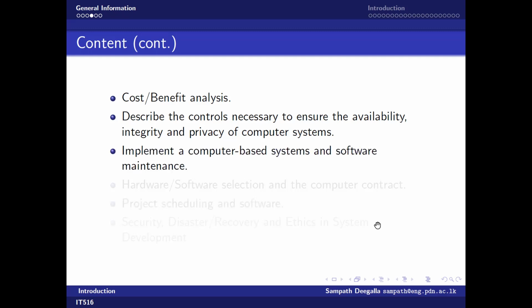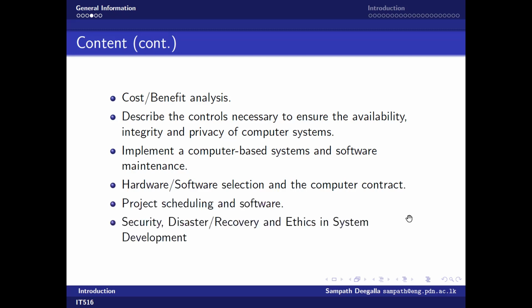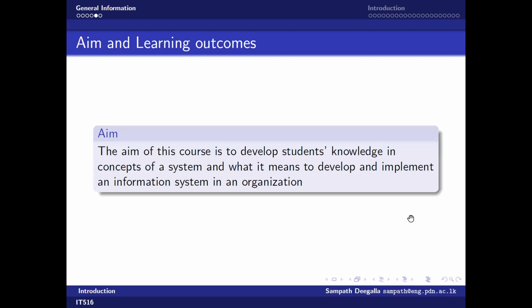Then we will also look at how computer-based systems are implemented and how you maintain them. Then the selection of hardware, software, and computer contracts, project scheduling and software. And finally, we talk about security, disaster and recovery, and ethics in development. So these are briefly the content of the module.